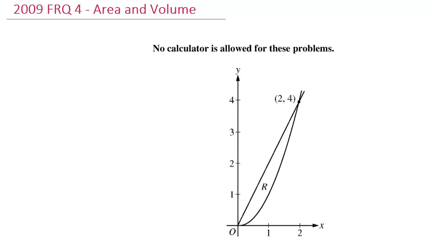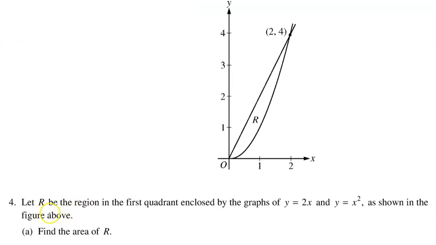In this video, I will walk you through free response question number 4 from the 2009 AP Calculus exam. This problem is mostly about area and volume. Let R be the region in the first quadrant enclosed by the graphs of y equals 2x and y equals x squared, as shown in the figure above.